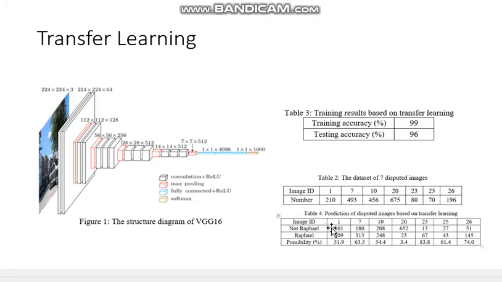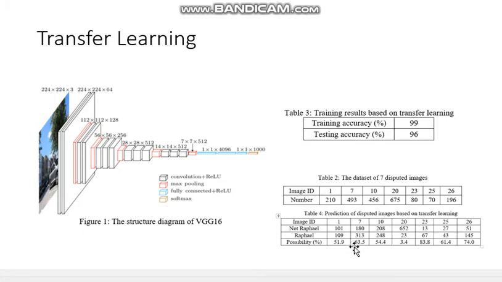101 images are classified as not Raphael images, and 109 images are classified as Raphael images. So we got a probability of 51.9. That means we have 51.9 confidence to say that this image 1 is a real Raphael painting.